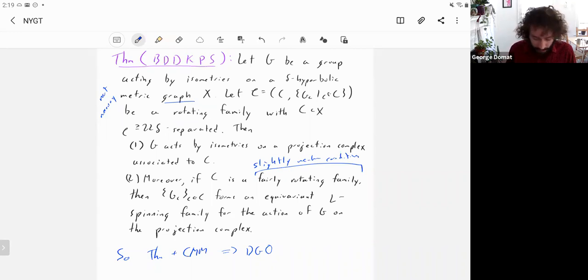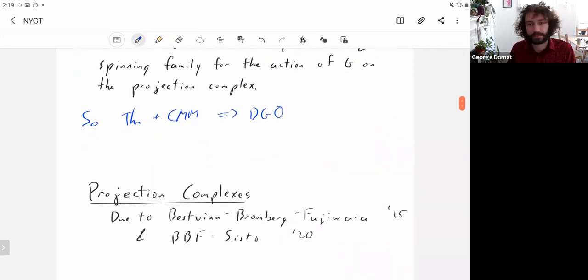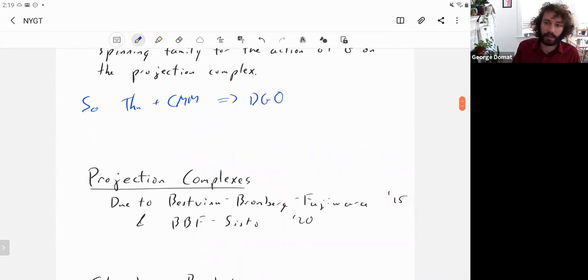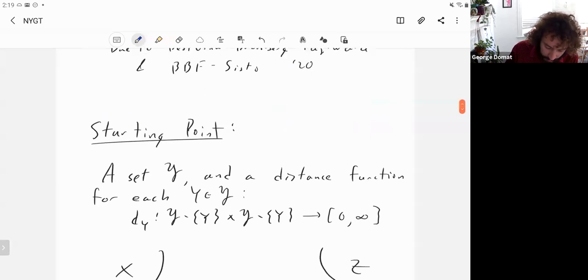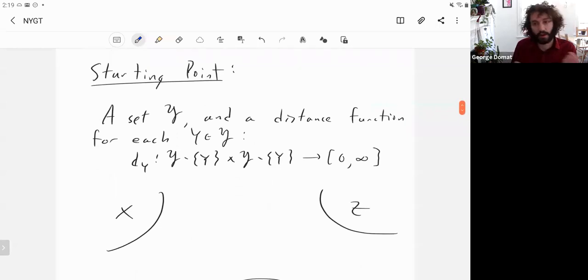Great. So now the first thing I'm going to do, which I've promised to you, is define projection complexes. This is the main tool. And this construction is due to Bestvina, Bromberg, and Fujiwara. And then there's a slightly more recent paper with them and Alessandro Sisto that simplifies some of the machinery. So what is this? What's the starting point? The starting point is you just have some set, a set curly Y. And now for each point in this set, you have a distance function for that point. And the distance function is on all the other points in the set.